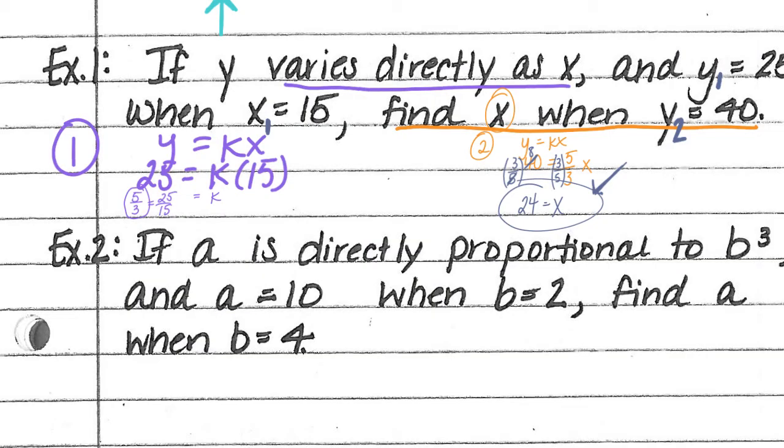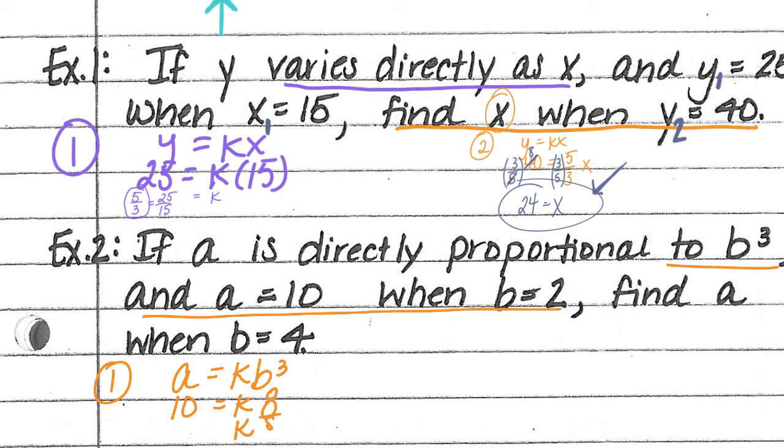All right, if a is directly proportional to b cubed, and a is 10 when b is 2. Well, again, I know this is my first scenario. A is 10 when b is 2. And it tells me a is directly proportional to b cubed. Well, b cubed, wouldn't that be an 8? So when I divide by 8, my k, or my constant of variation, is 10 over 8, which reduces to 5/4.